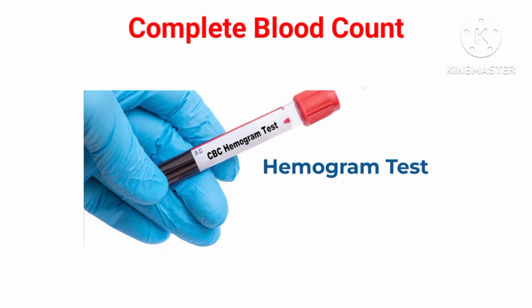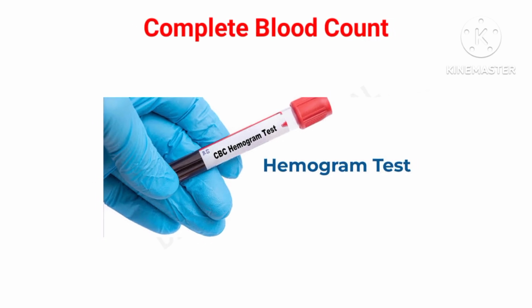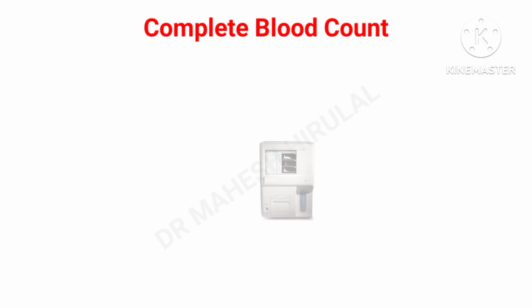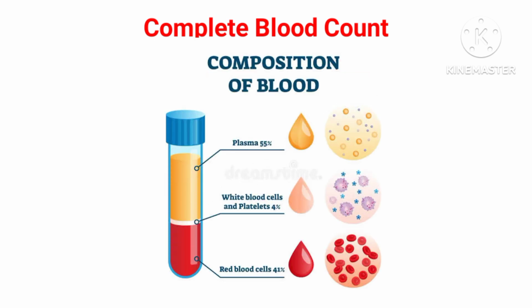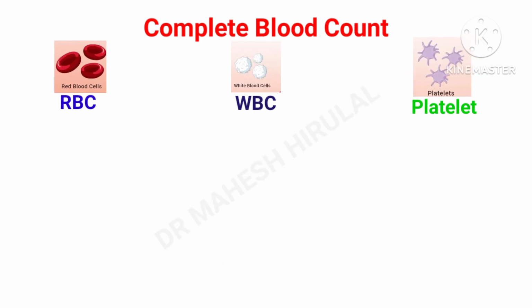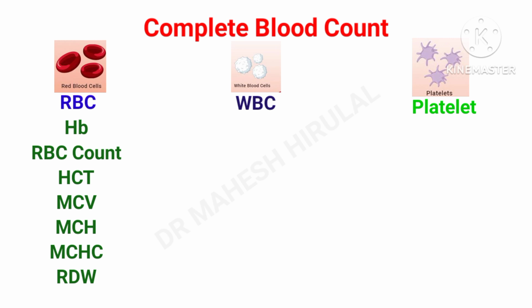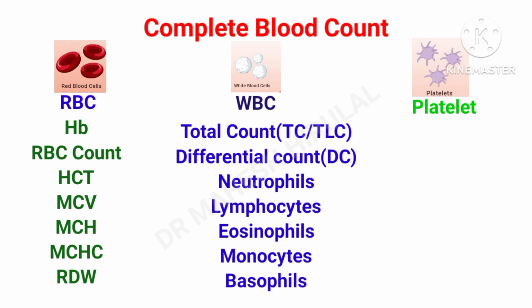CBC, complete blood count, also called hemogram, is the most commonly used investigation. An automated hematology analyzer is used in this investigation. Blood contains plasma and blood cells. This is the quantitative test used to study RBC, WBC, and platelets. In RBC studies, HB, RBC count, hematocrit, MCV, MCH, MCHC, and RDW are studied. In WBC, total counts and differential counts are studied, and the platelets are counted in this investigation.